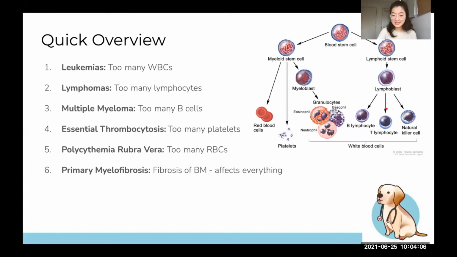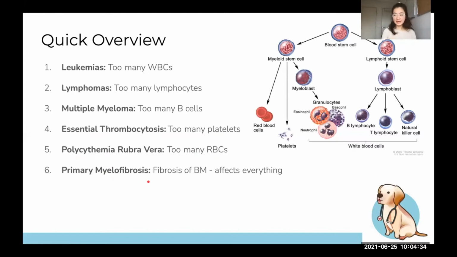Leukemias include everything like all of this. It can be issues with your eosinophils, basophils, neutrophils, as well as your lymphocytes. Lymphomas are only going to affect the B cells and the T cells. So multiple myeloma, we said too many B cells; essential thrombocytosis, platelets; polycythemia rubra vera, red blood cells; and primary myelofibrosis.